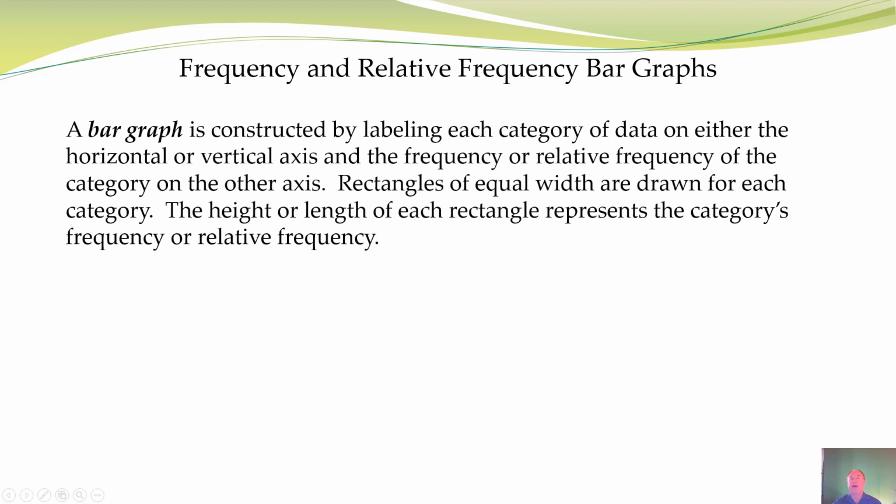Now, frequency and relative frequency bar graphs. A bar graph is constructed by labeling each category of data on either the horizontal or vertical axis and the frequency or relative frequency of the category on the other axis. Rectangles of equal width are drawn for each category. The height or length of each rectangle represents a category's frequency or relative frequency.